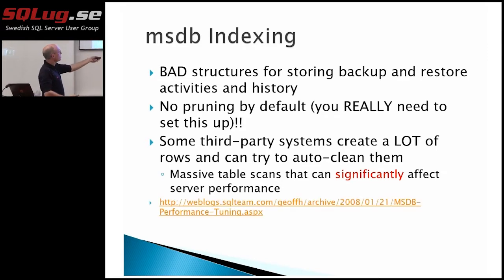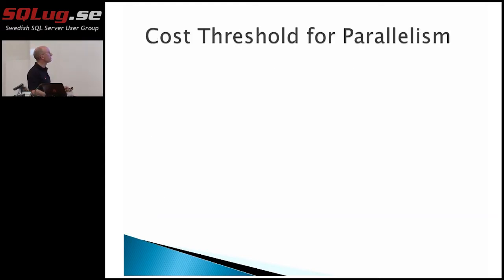But Jeff Heighton, way back when, 2008, wrote a little blog post that has some indexes that will help you. Okay? But the key thing is flush the history. Don't let it get to be 2.2 million rows.